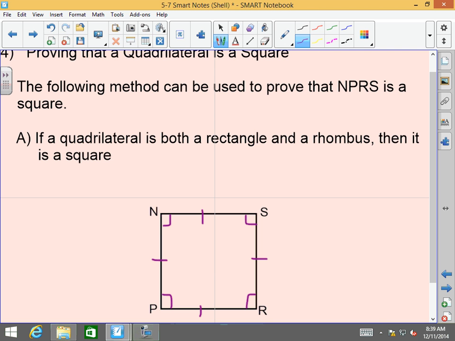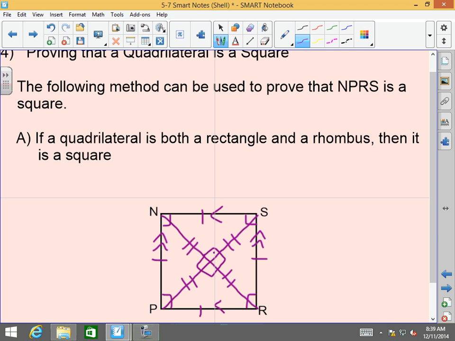It's a rhombus, so that means the diagonals are perpendicular bisectors of each other, but it's a rectangle, so that means the diagonals are congruent. And it's a rectangle, so that means opposite sides are parallel. So a square is a rhombus. A square is a parallelogram. A square is a rectangle. A square is basically the mother of them all.